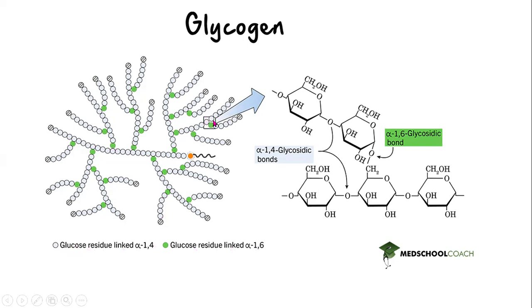So if we open it up, let's look at this junction. We have zoomed in on this junction. We can see these are the structures of glucose, with the alpha-1,4 linkage and also the branch alpha-1,6 linkage, okay?